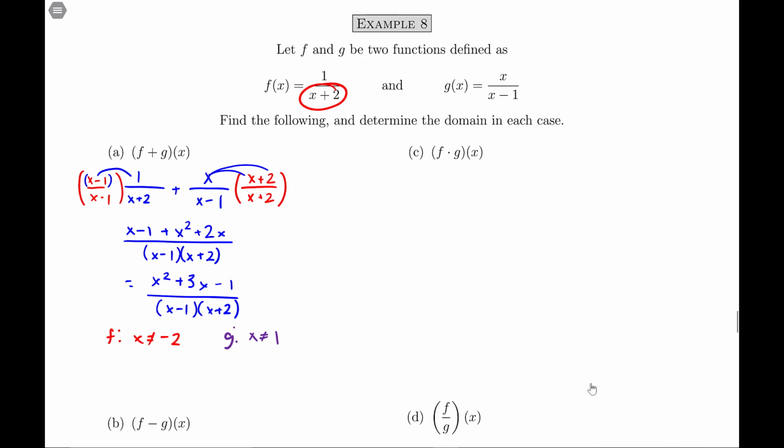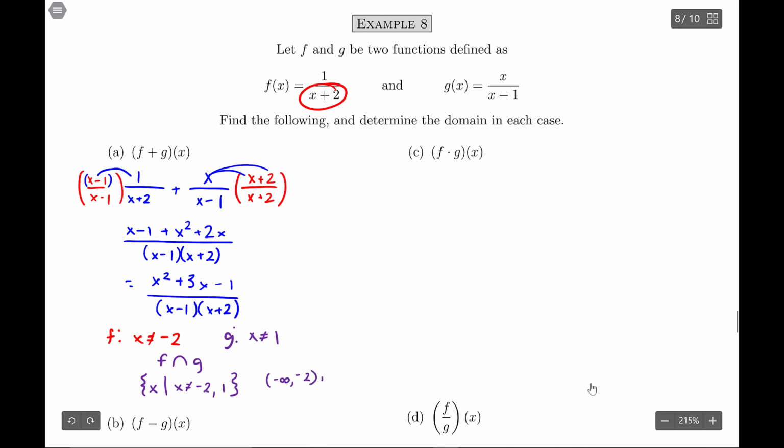And with our calculated domain for the sum, remember that's the domain of f intersected with the domain of g. So for this one, it's all x such that x cannot be -2 or 1. In interval notation, it would be from -infinity to -2, union -2 to 1, union 1 to infinity. And that's your interval notation for this problem.